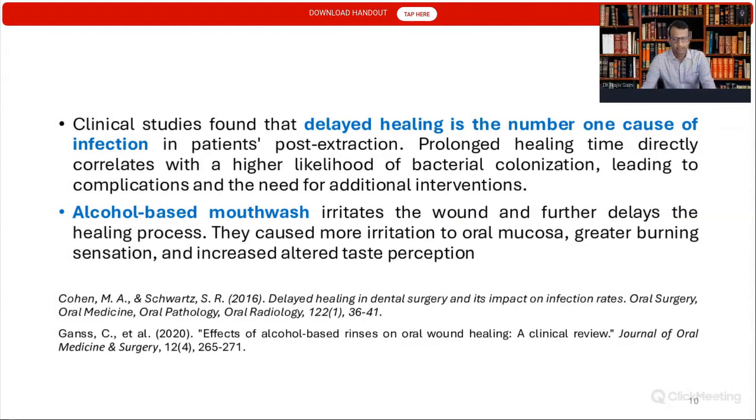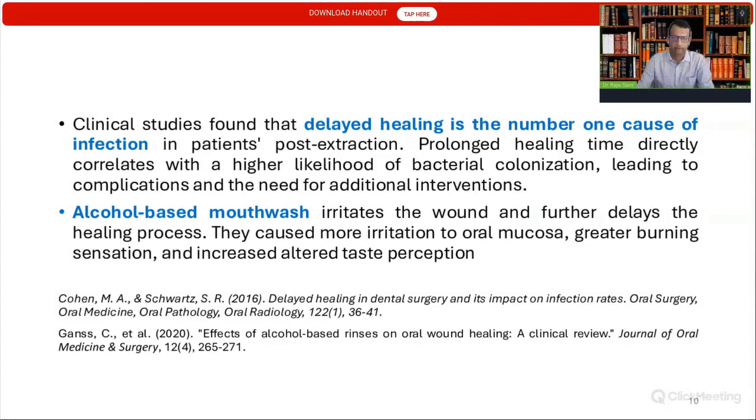Clinical studies have found that delayed healing is the number one cause of infection in patients post-extraction. The prolonged healing time directly correlates with a higher likelihood of bacterial colonization. A recent study published in 2022 mentioned how delayed healing in dental surgery impacts the infection rate, a very good, readable study.